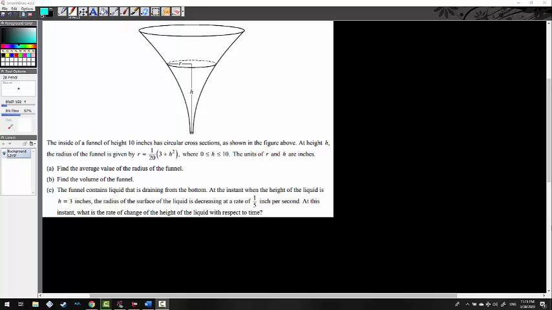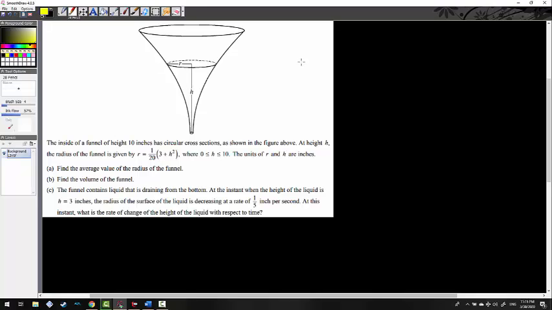Today we will be looking at the 2016 Calculus BC number 5 question from the non-calculator. This question was also shared on the AB version of that year. It is a funnel that we're dealing with, and we're going to answer some questions about this cool funnel here.